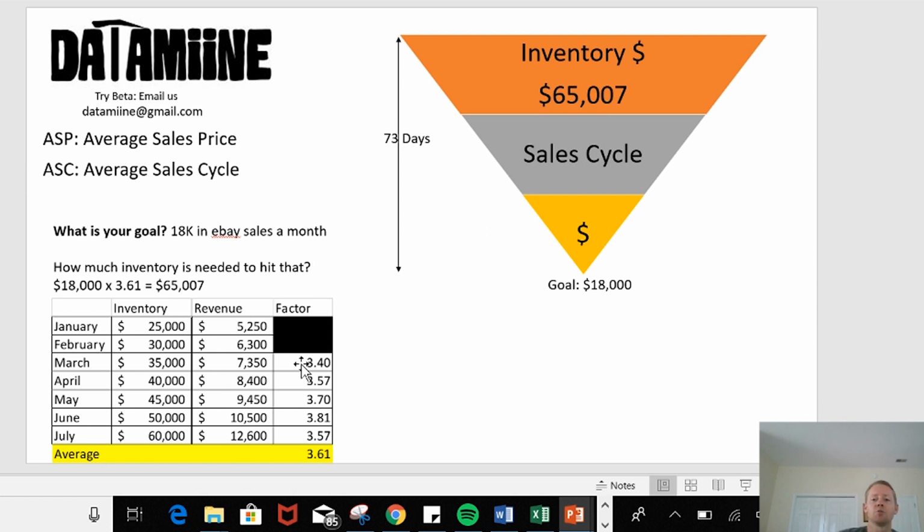That brings me to the most important piece as a business owner: you always want to set a goal. Let's say your goal for December is $18,000. You take your $18,000, multiply it by that factor we came up with, and that says for me to get that, I need to have $65,000 in inventory 2 months before. Our average sales cycle, we know in our case, is 73 days, but for this model we assume 2 months.